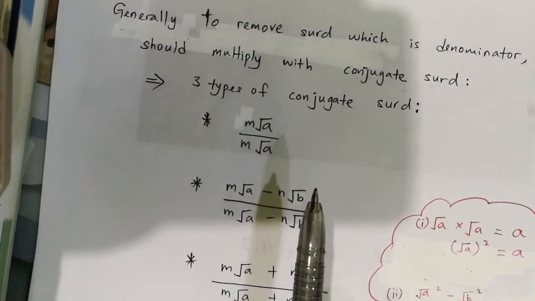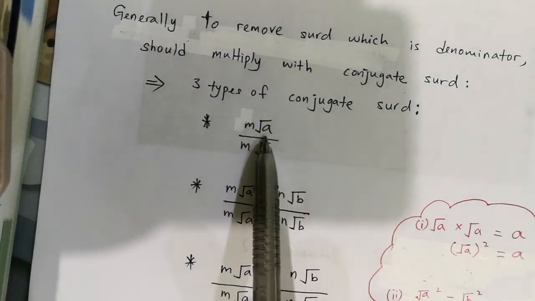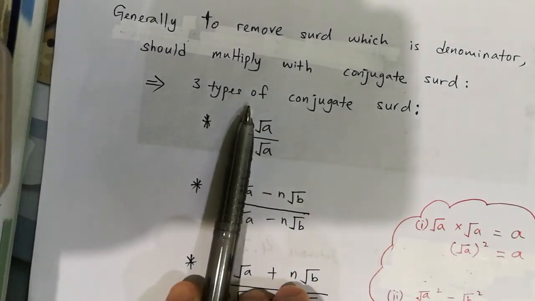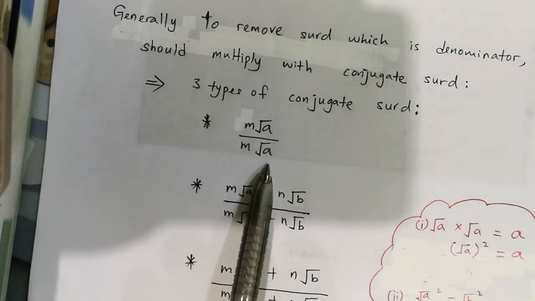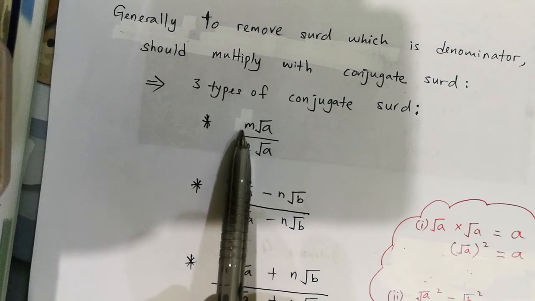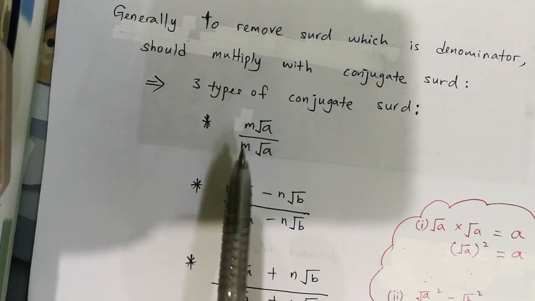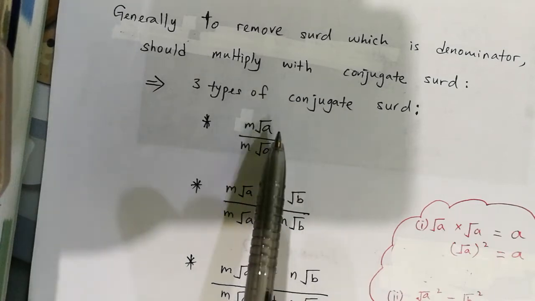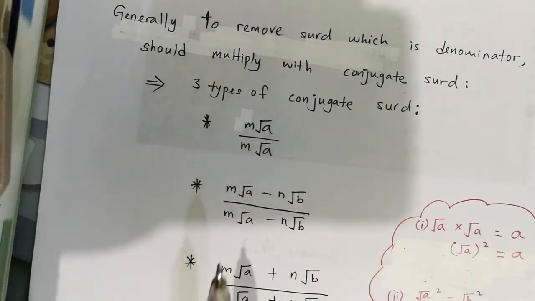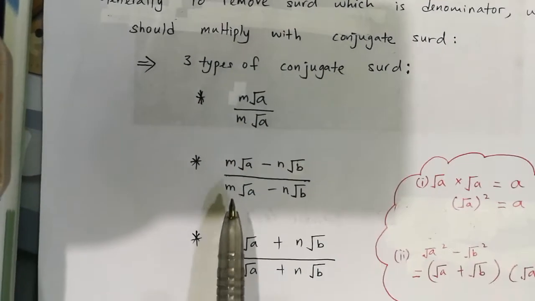So the conjugate surd can be 3 types. One is this, without the m, or m is equal to 1. This is the example that I used just now, root 2 over root 2, a is 2. Sometimes you need to have another number in front here. It's okay, as long as up and down are the same thing, it is actually multiply with 1. Remember?